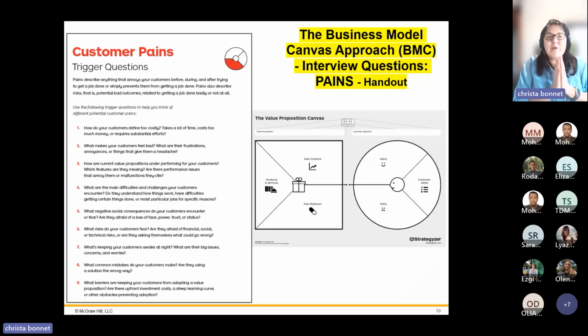Once you have done that, you don't offer them a solution. You go and sit and you design the square, giving gain creators to their gains, pain relievers to their pains, and which of your solutions, products and services can overcome them, so that they can sign on the dotted line.